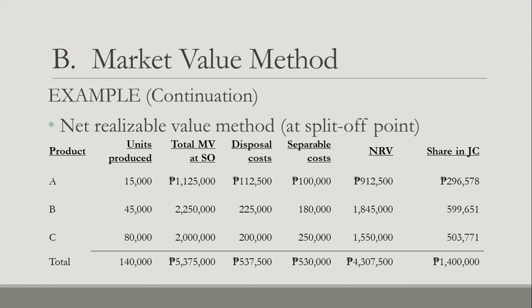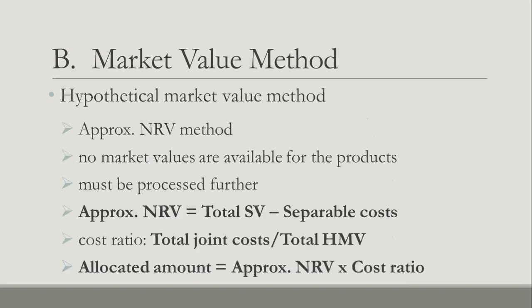For product B, 1.845 divided by 4,307,500, and you would get your cost ratio. You will now multiply it with 1.4 million. You would get rounded off 600K. And for product C, your share in joint cost would be 503,771. Okay, so the total of this again would be your total joint cost. So that is for your hypothetical market value method.